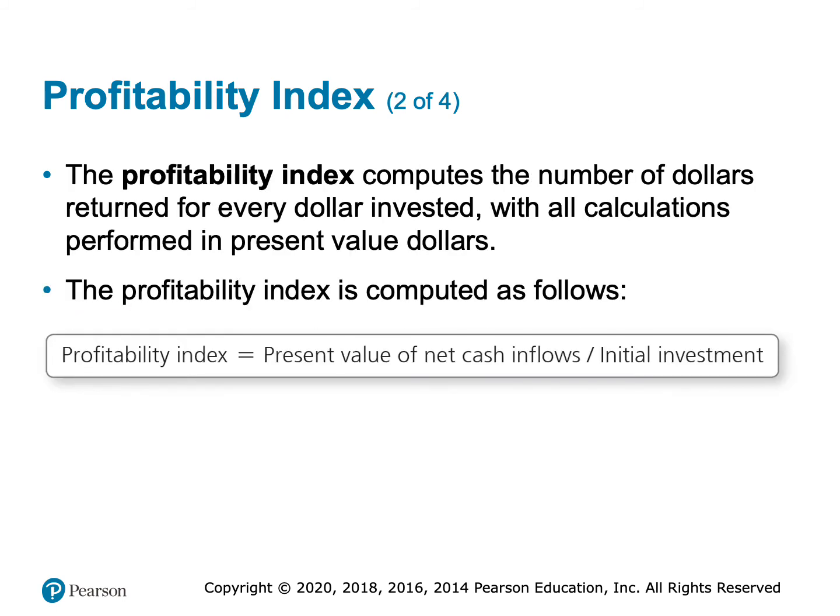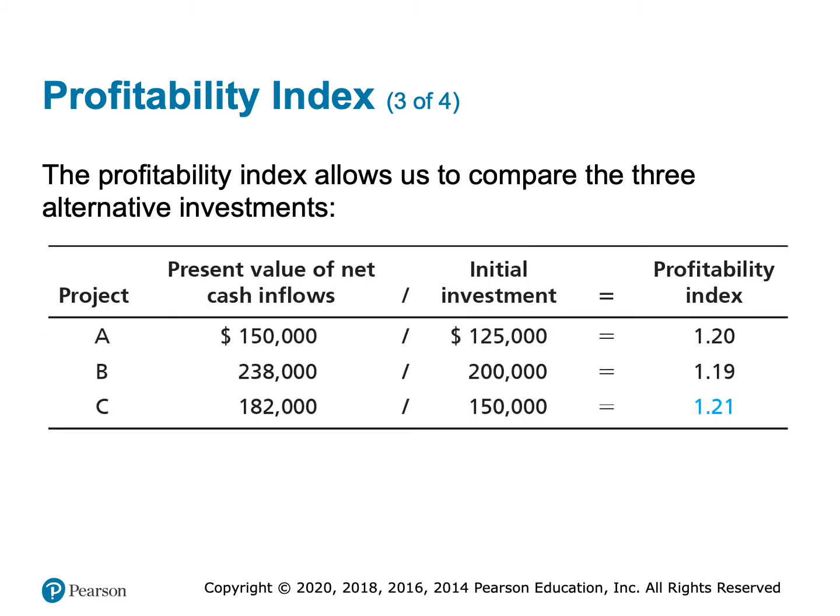So the profitability index is really easy to calculate. It's just the present value of the net cash flows divided by that initial investment. So when I look over here, I have Project A. I'm going to take the present value of the cash inflows divided by the initial investment. That gives me a profitability index of 1.2. For Project B, I'm going to say 238 divided by 200 gives me 1.19. And Project C is 182 divided by 150. That gives me 1.21. So now looking at the profitability index, I really want to accept Project C, not Project B.